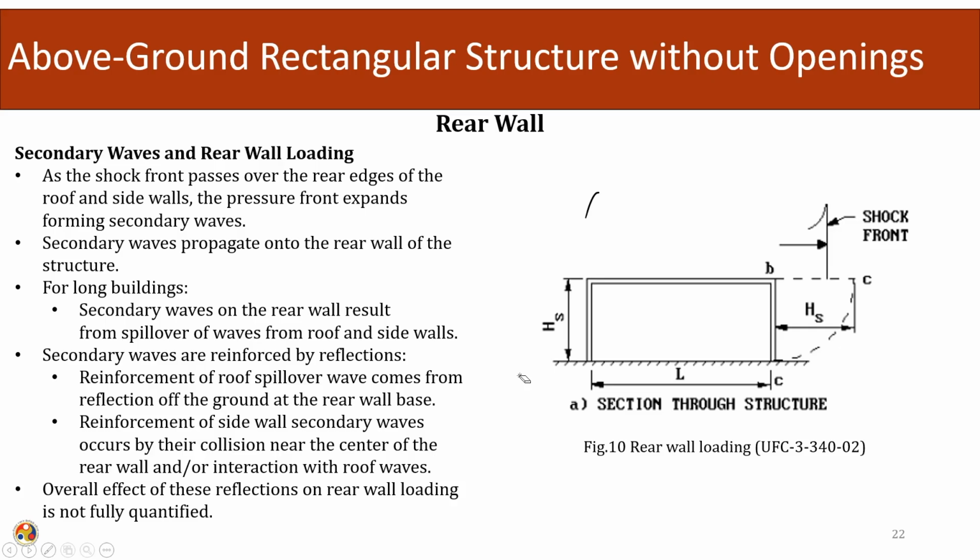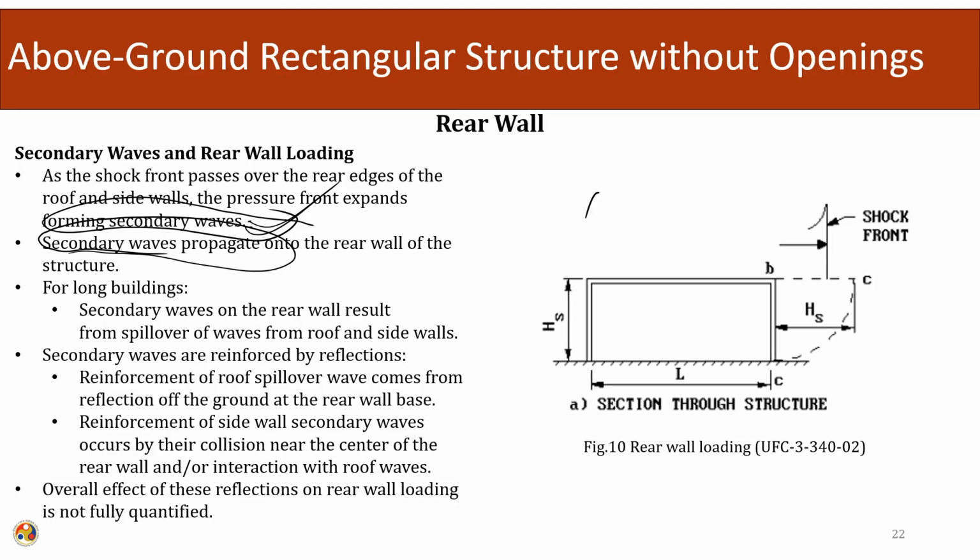So, what happens in the rear wall? As the shock front passes over the rear edges of the roof and side walls, the pressure front expands, forming secondary waves. Till it reaches the rear wall, there is the formation of secondary waves. The secondary waves propagate onto the rear wall of the structure, so the secondary waves are hitting the structure and interact with the rear wall.